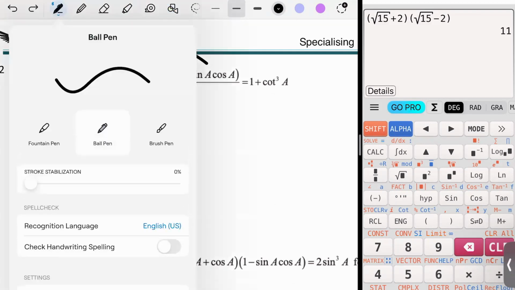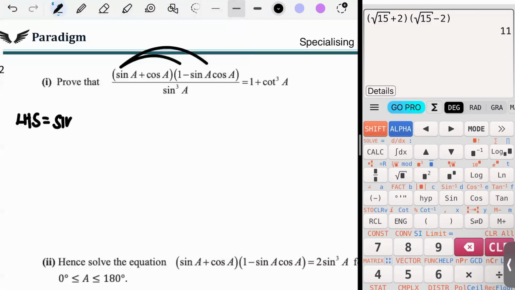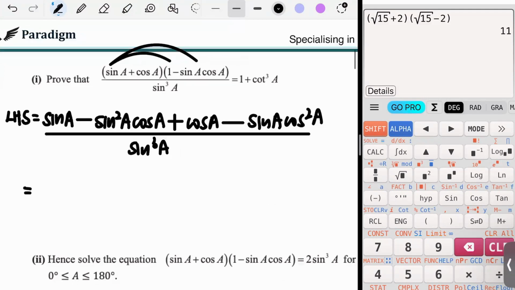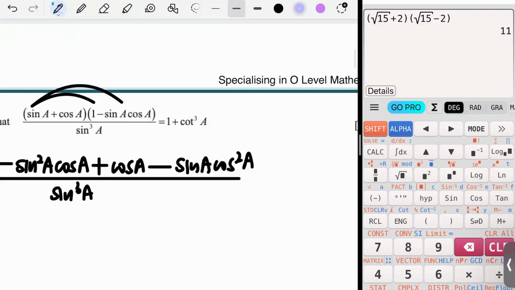This is sine A minus sine square A cosine A. This one here is cosine A, rainbow. This one here will be sine A cosine square A. The whole thing over sine cube. Okay, usually at this point you see whether there's something that can remove by itself, but you realize got nothing, right? So what I'm going to do is I'm just going to take my pencil.